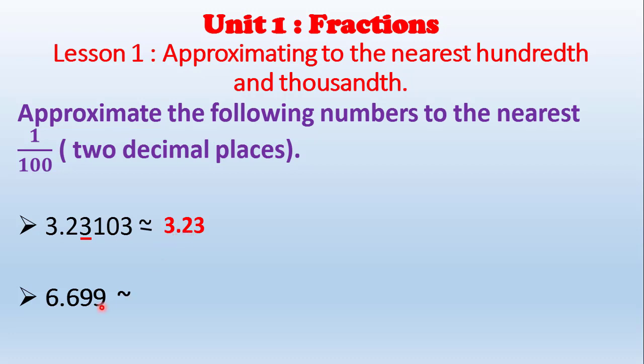Let's move to this number. Where is the hundredths? Tenth, hundredth. So this is the hundredths. Look at the right. 9 is greater than 5, so I'll add 1 to this 9. It becomes 10, 0 carry 1, so this 6 will become 7. So this number is approximately equal to 6.70 or 6.7.